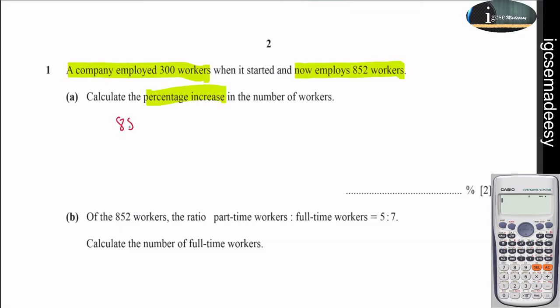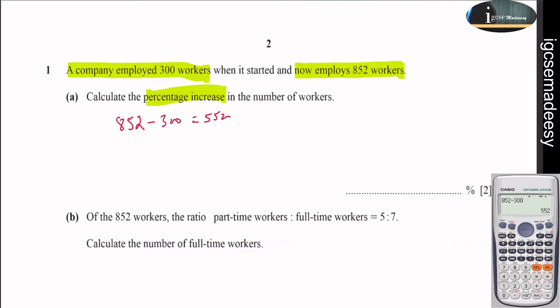So we have to subtract 852 minus 300. Let's use our calculator. 852 minus 300 equals 552. It means that the company is recruiting 552 workers more. And we have to find out the percentage increase.